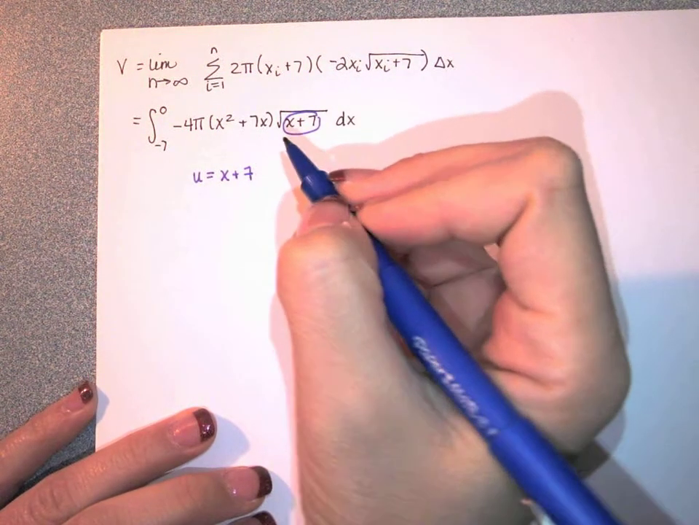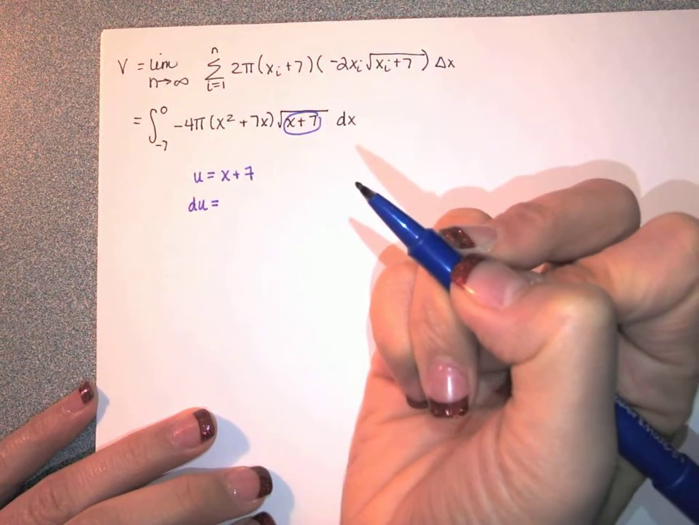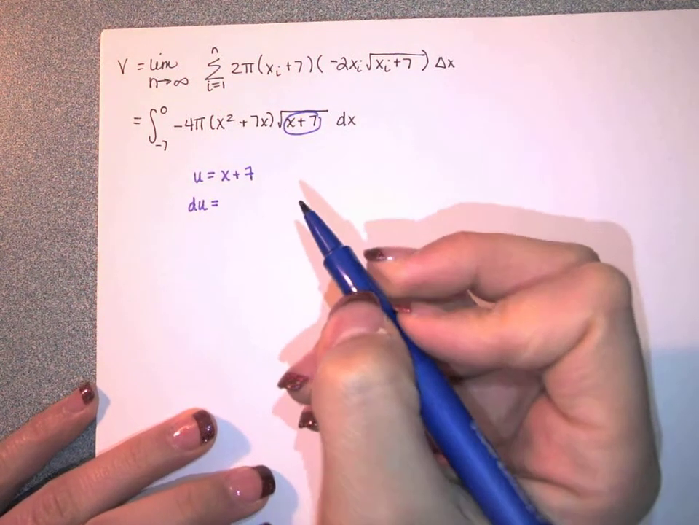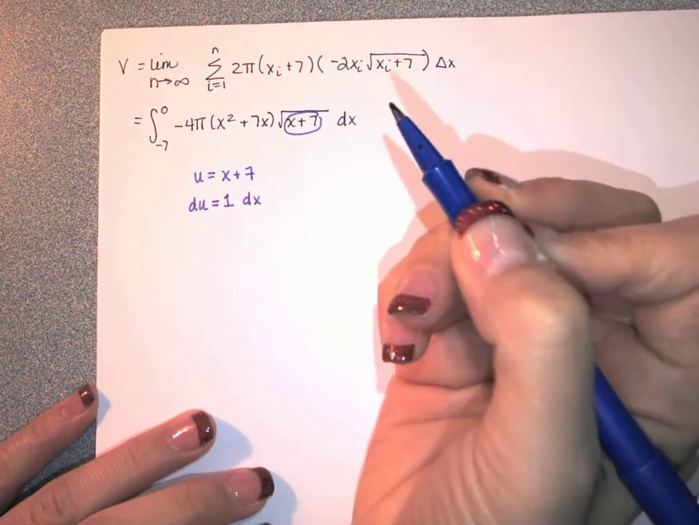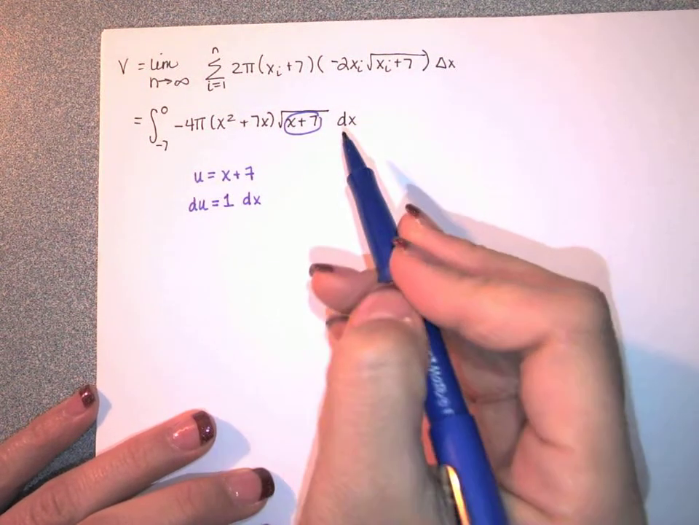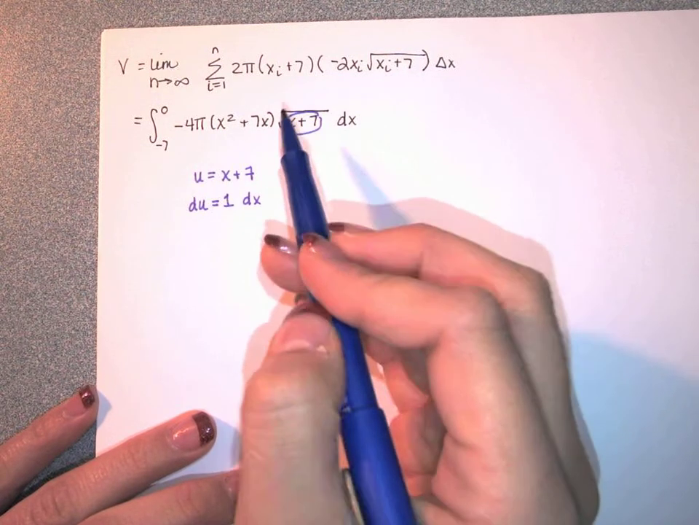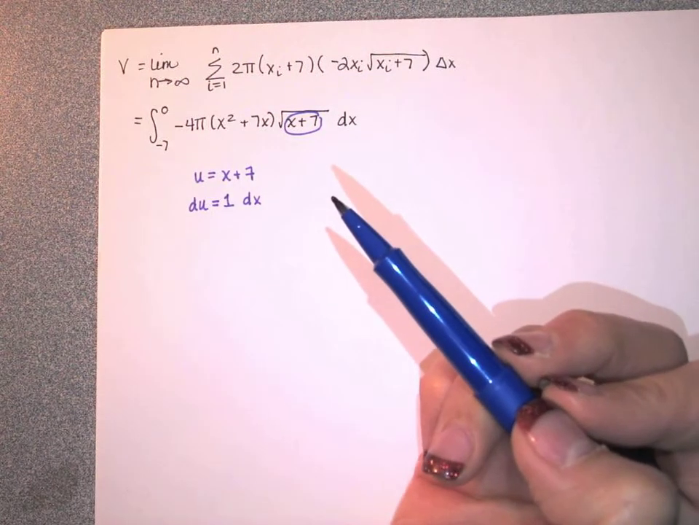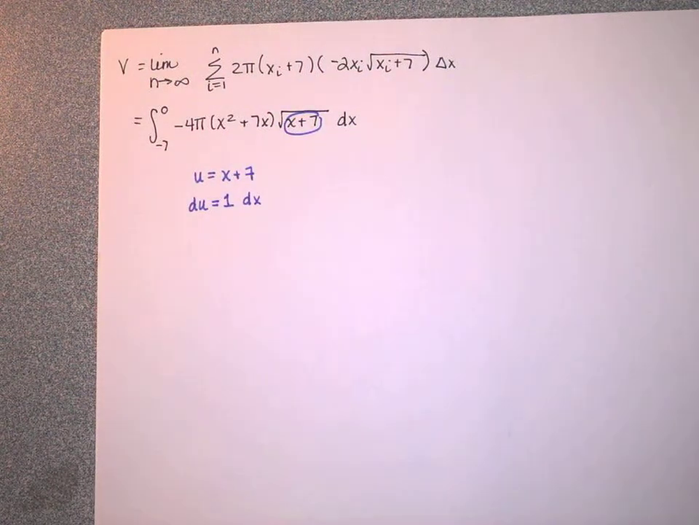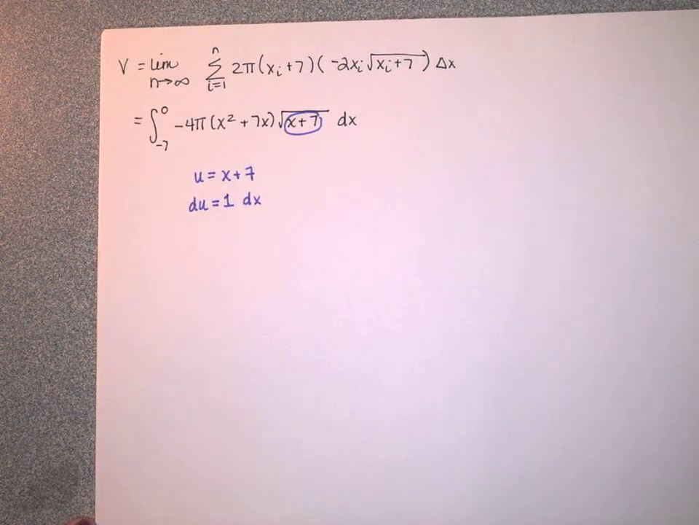Now du is just 1 dx. And you might think to yourself, well, the 1 dx can be taken care of, and the square root of x plus 7 can be taken care of. But I don't know what to do about this x squared plus 7x over here. Well, we can actually simplify this quite a bit. Or maybe I shouldn't have simplified this up here. I think I've changed my mind.